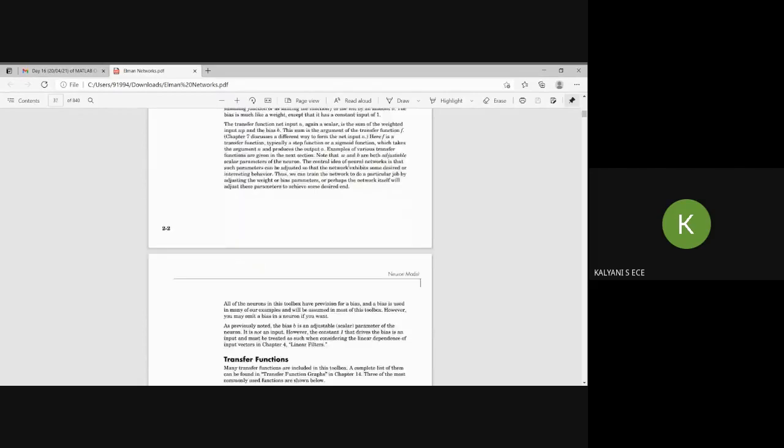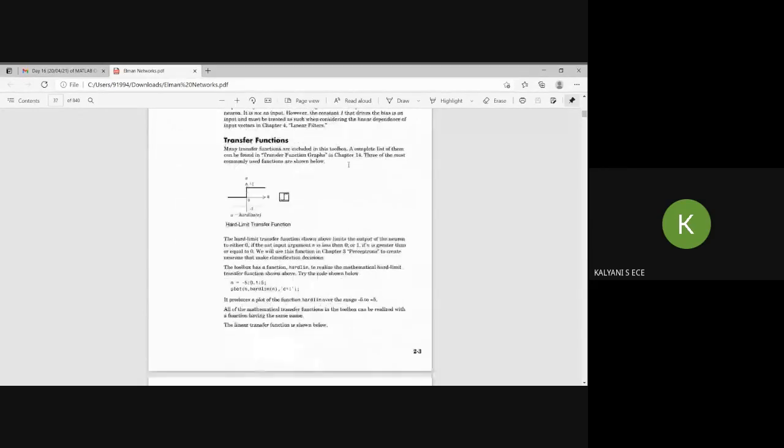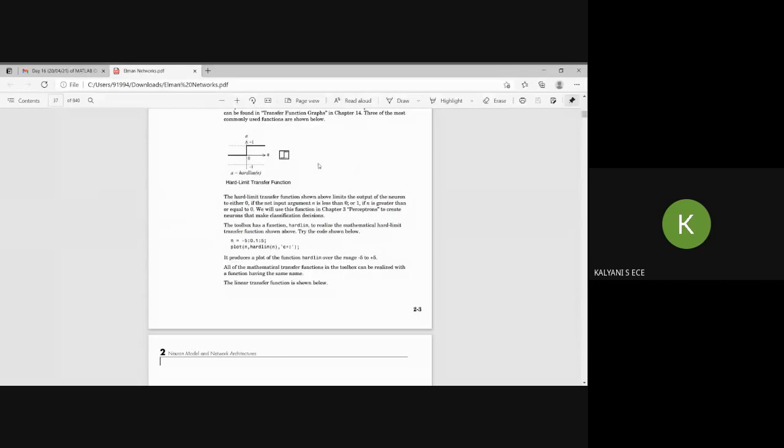The transfer function can be any; many transfer functions can be used here. We have so many transfer functions, and the most commonly used ones, the activation functions, are nothing but the hard limit activation function.